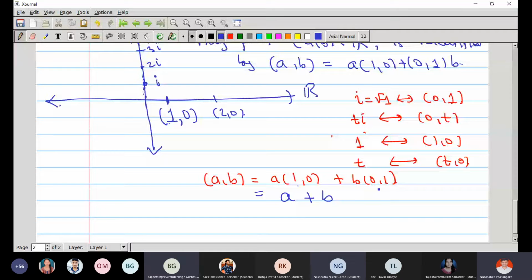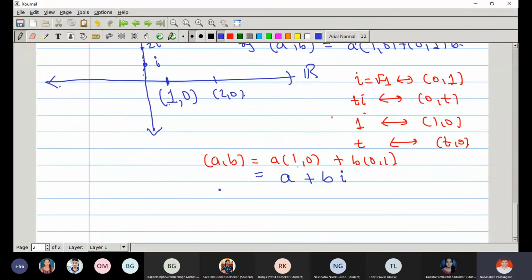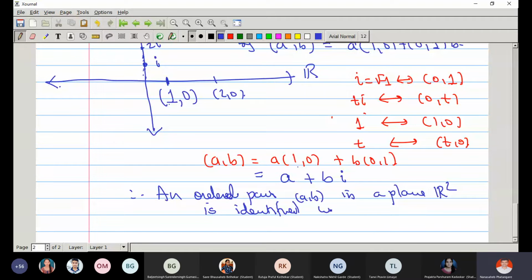b into 0, 1 I, and therefore an ordered pair AB in a plane R2 is identified with the complex number a plus bi, right?